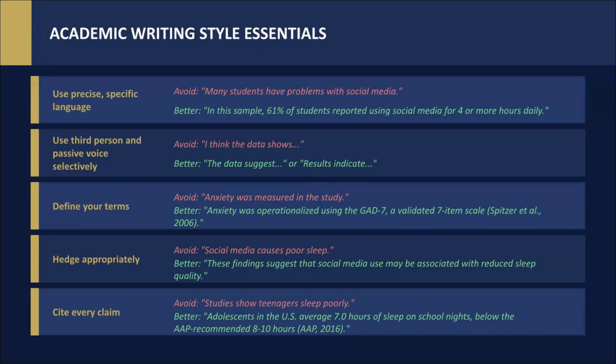And then hedge appropriately. Avoid saying things like social media causes poor sleep. You could say these findings suggest that social media use may be associated with reduced sleep quality. And then make sure to cite every claim. Instead of saying studies show this, say adolescents in the US average 7 hours of sleep on school nights. And then make sure to use proper citation below.